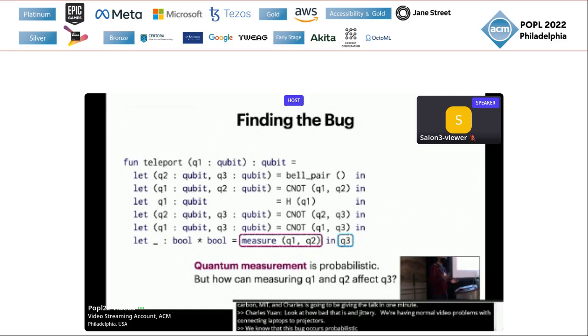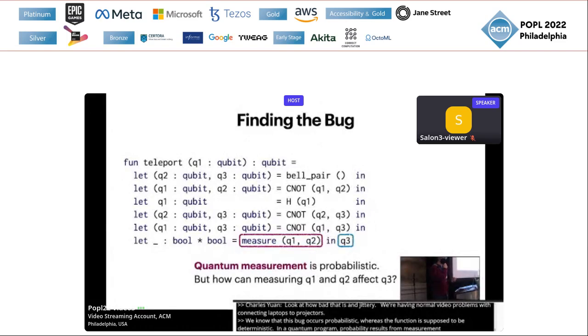Deterministic. In a quantum program, probability results from measurement and collapsing quantum superpositions. In this program, the measurement of Q1 and Q2 may yield probabilistic outcomes. And at first, this seems like it could be the cause of the bug. However, something is still unexplained.